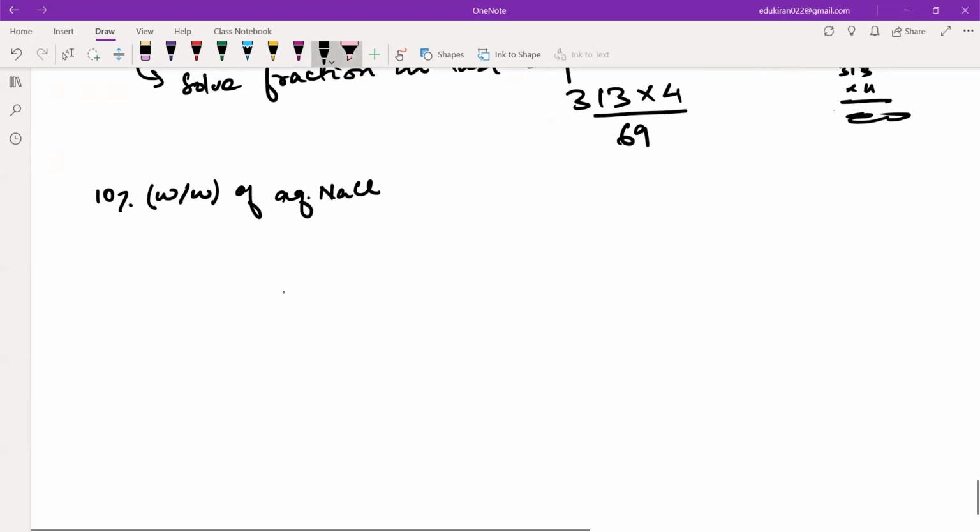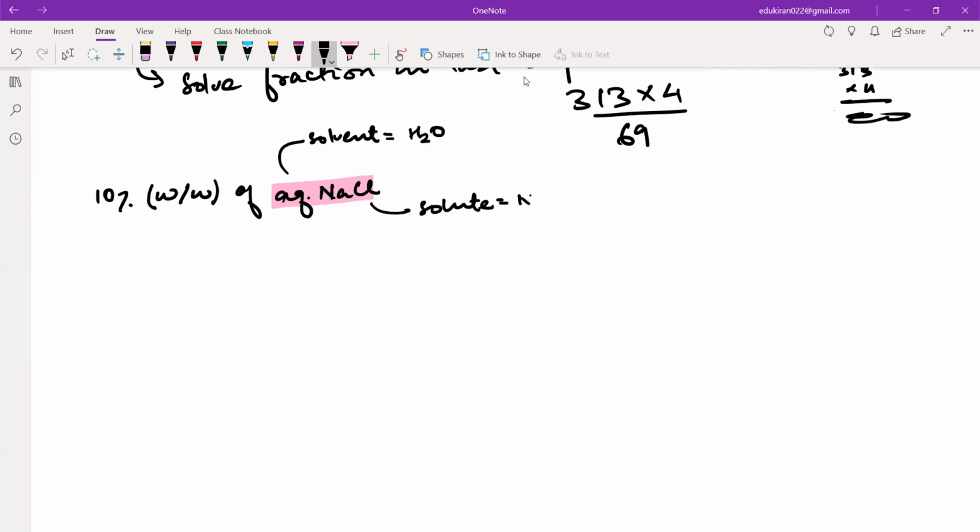Okay? Now you tell me, when I am writing aqueous NaCl, what is the solvent and what is the solute? So the solvent will be water. Solute will be NaCl. Sahi hai? Yes or no? Yes, sir. Okay. Now it is also telling me that 10% W by W, that means 10% by mass. It means 10 gram of NaCl in 100 gram of solution. This is one of the translations that you can make.